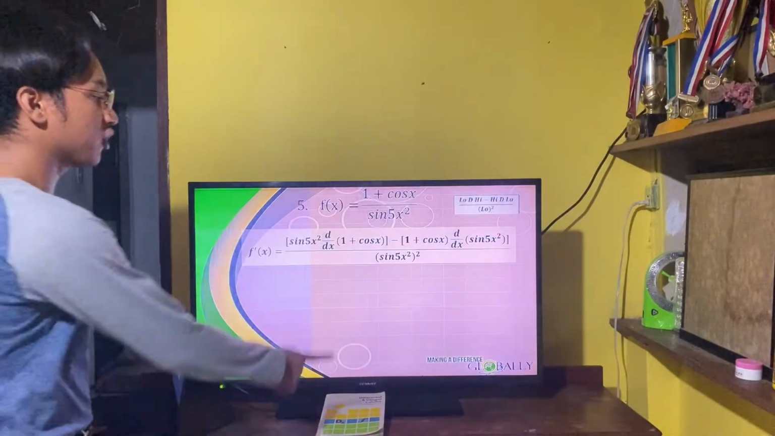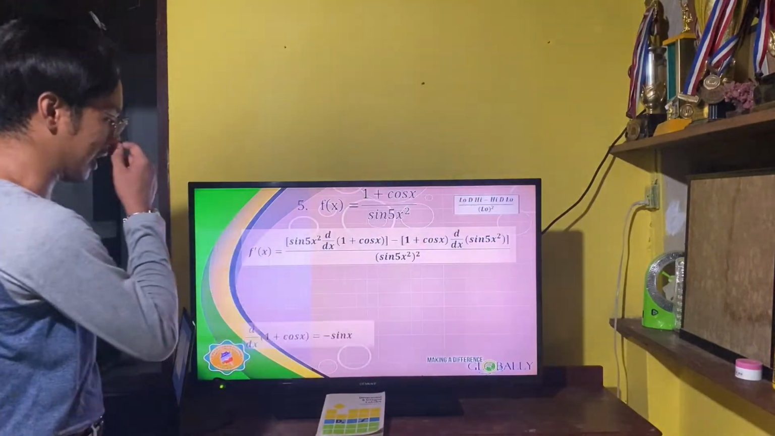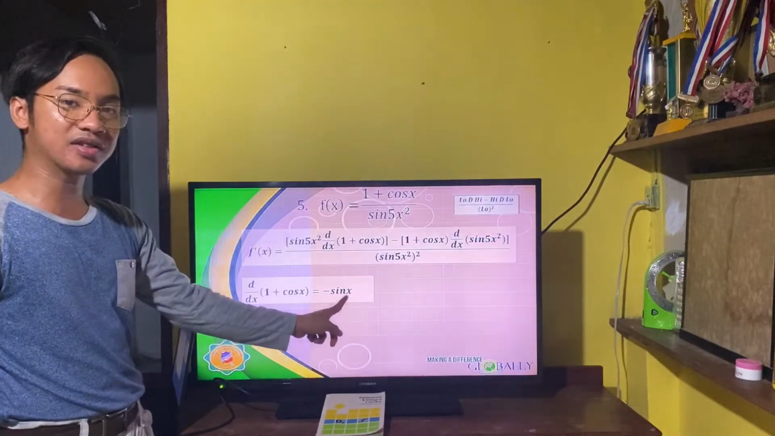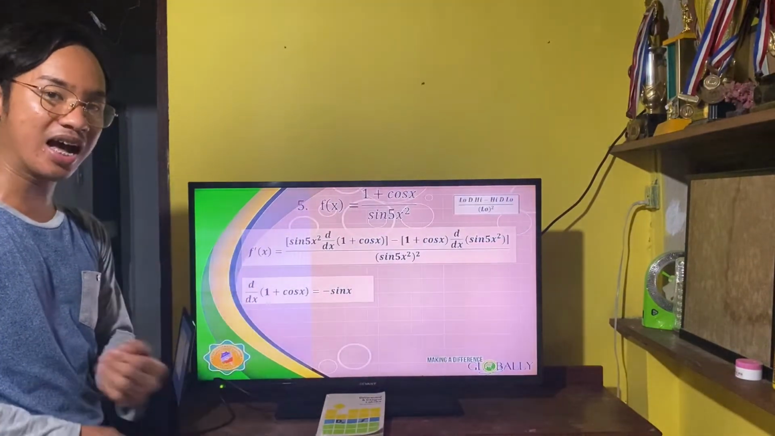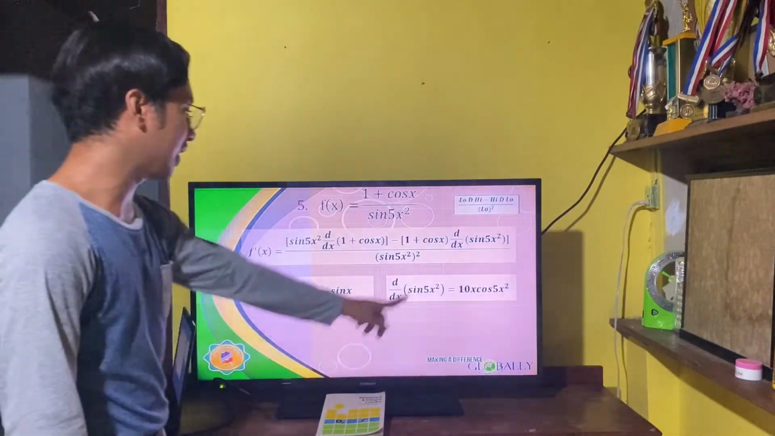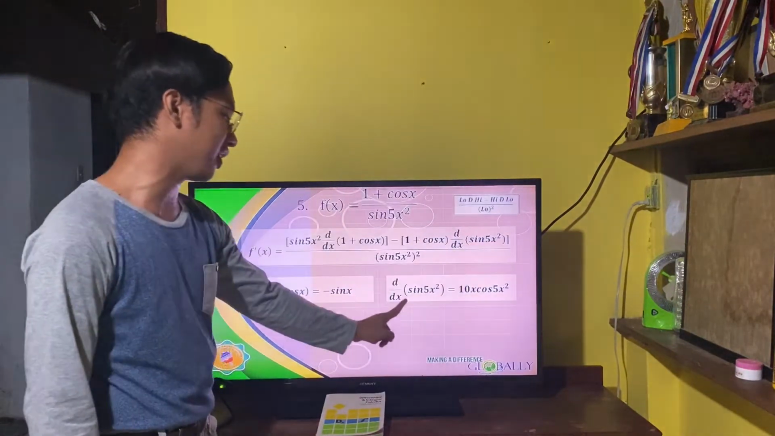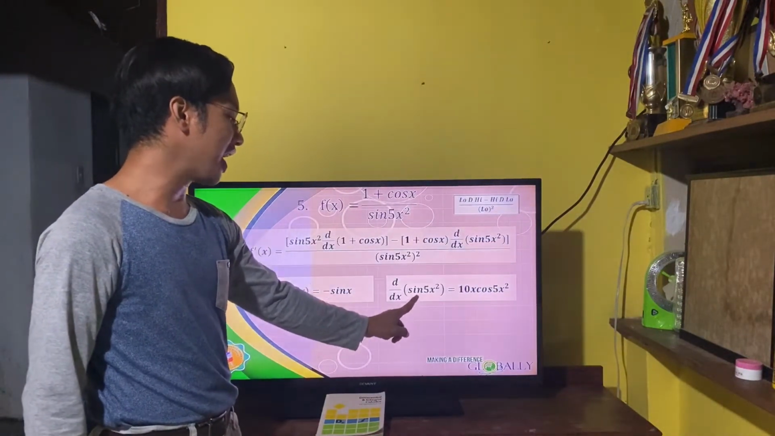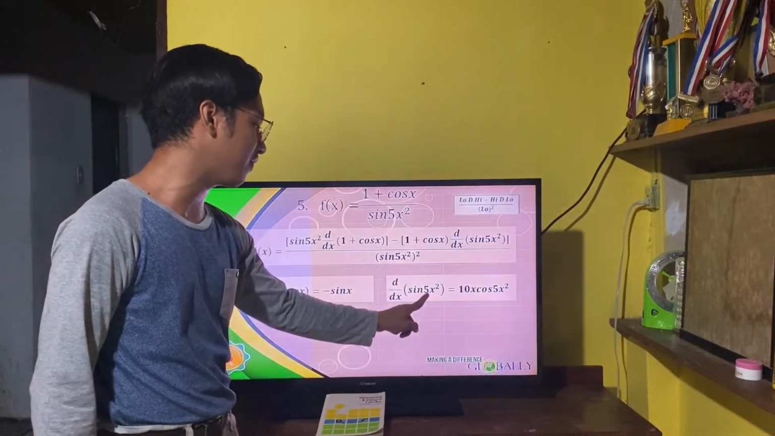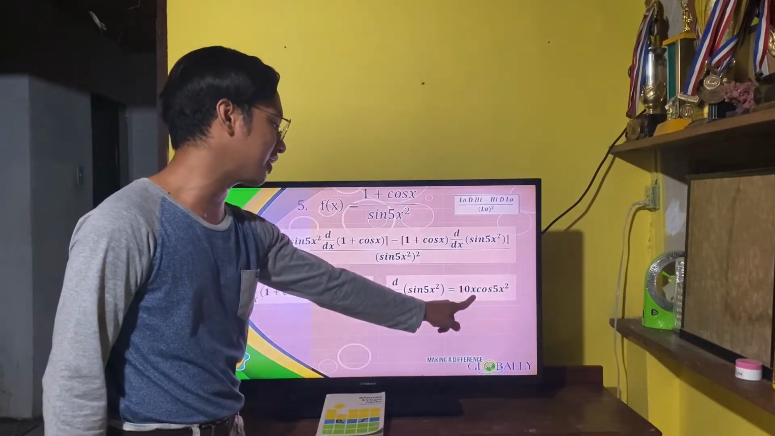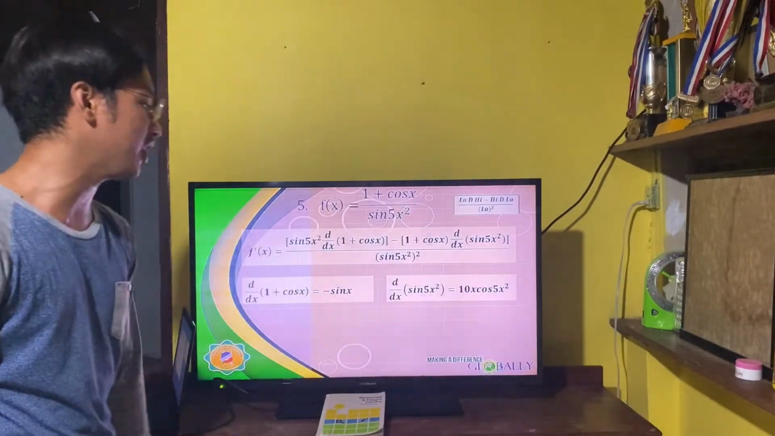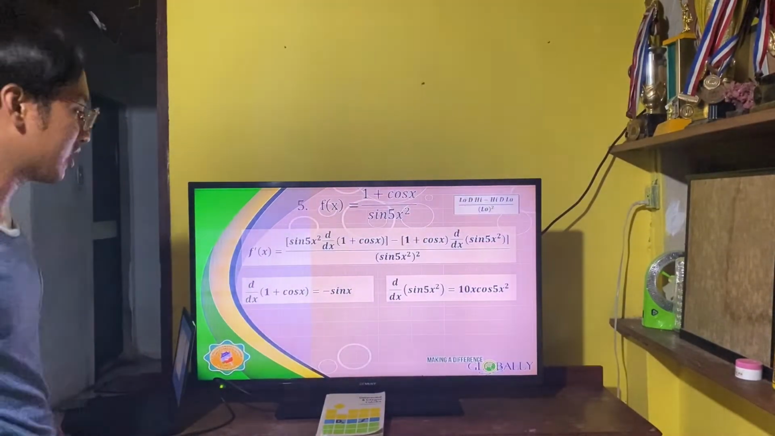So let's solve first the derivative of 1 plus cosine x. The derivative of 1 plus cosine x is simply negative sine x. So we also apply here the trigonometric functions now. And for the derivative of sine 5x squared, the derivative of sine 5x squared is equal to 10x, that is 2 times 5x is 10x, times the cosine 5x squared. So that is now the derivative of sine 5x squared with respect to x.